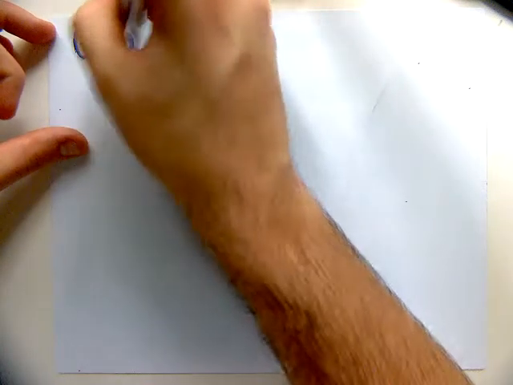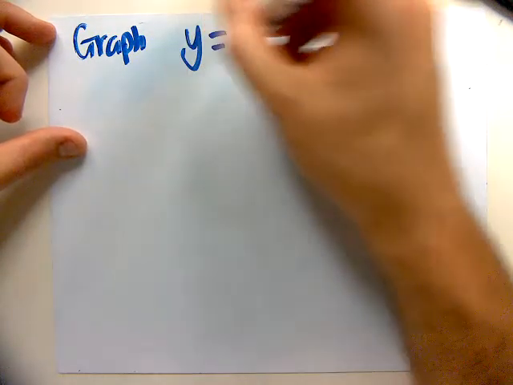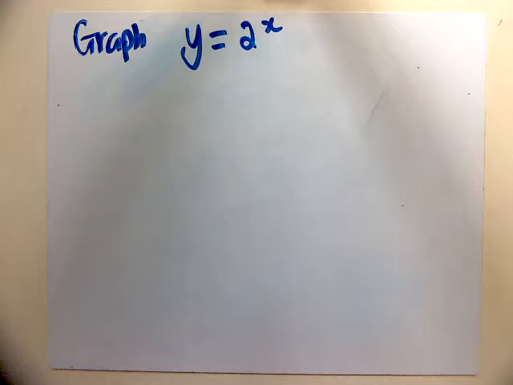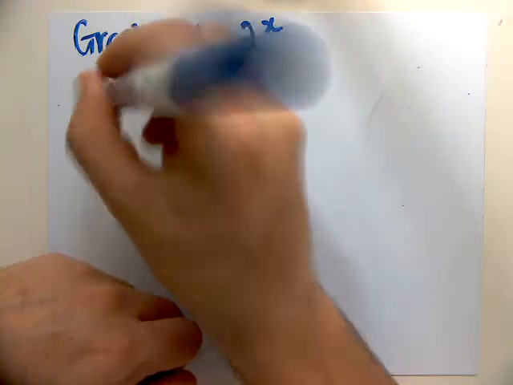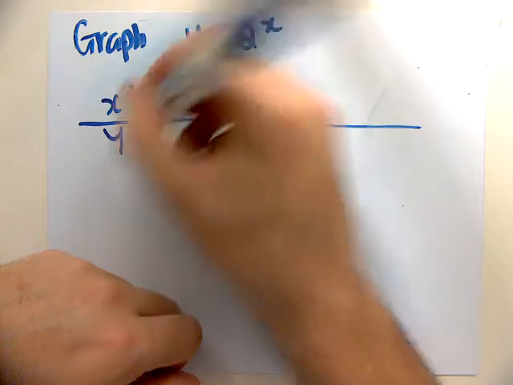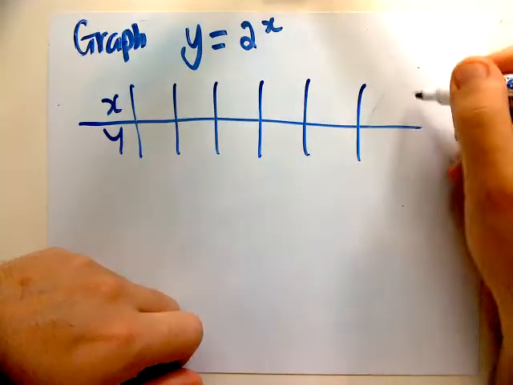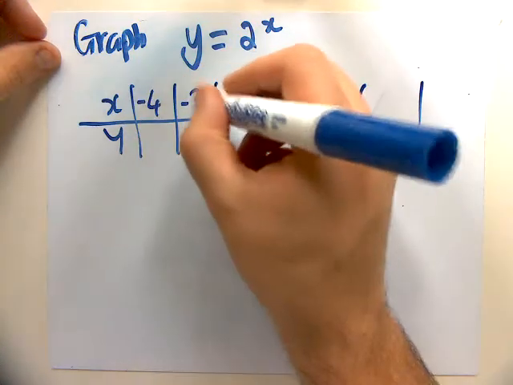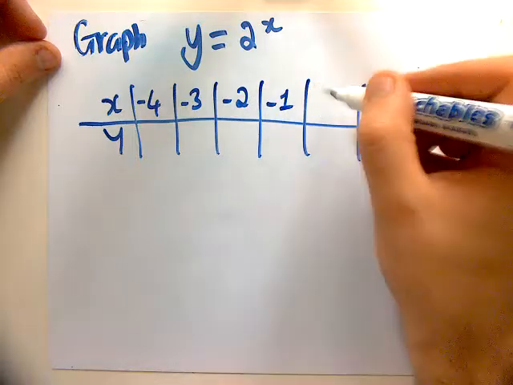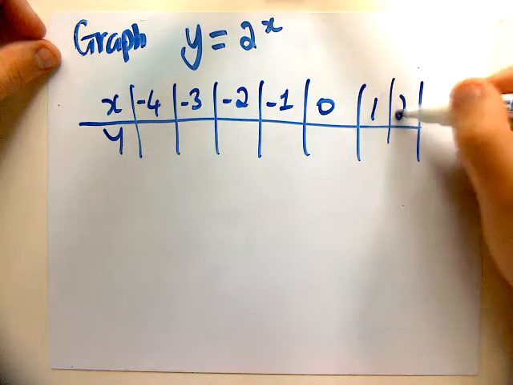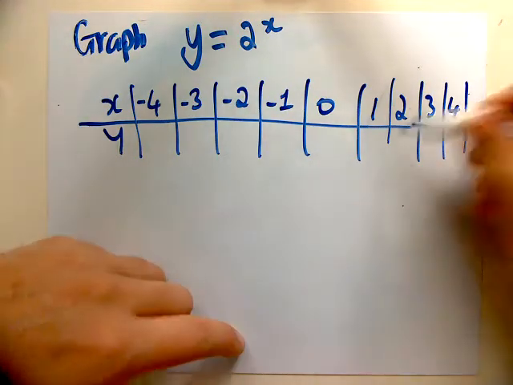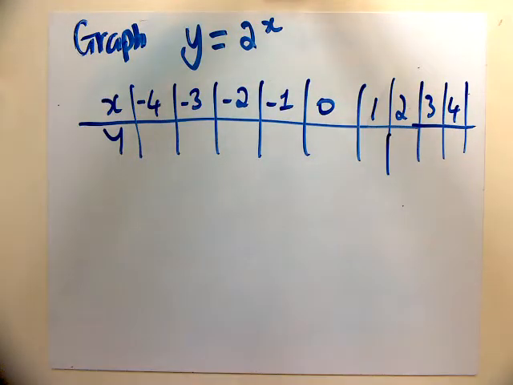So if I was asked, for example, to graph y equals 2 to the power of x, this is how we go about doing that. Pretty simple. We do a little table of values here. Now I'm going to just pick boundaries, so to speak. So I'm going to start at -4, -3, -2, -1, 0, 1, 2, 3, and 4.